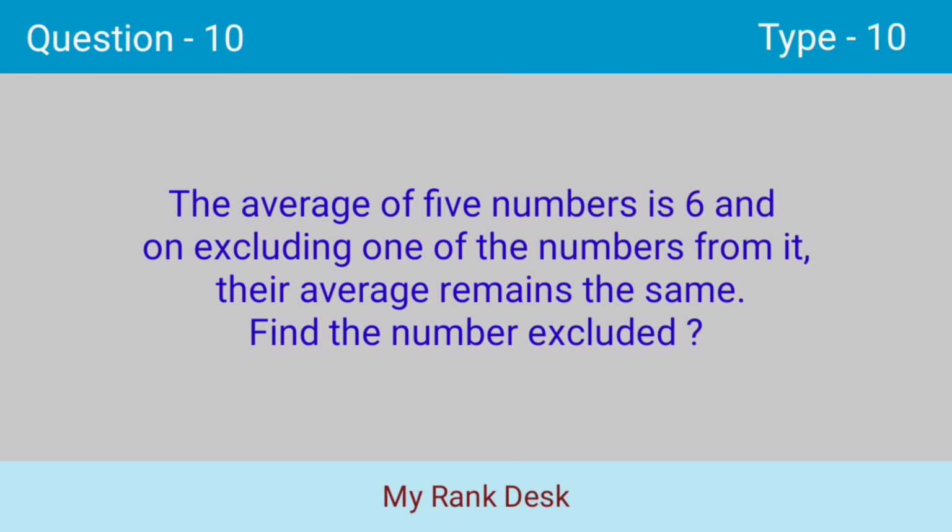The average of 5 numbers is 6, and on excluding one of the numbers from it, their average remains the same. Find the number excluded. Let's see how we can find the answer.